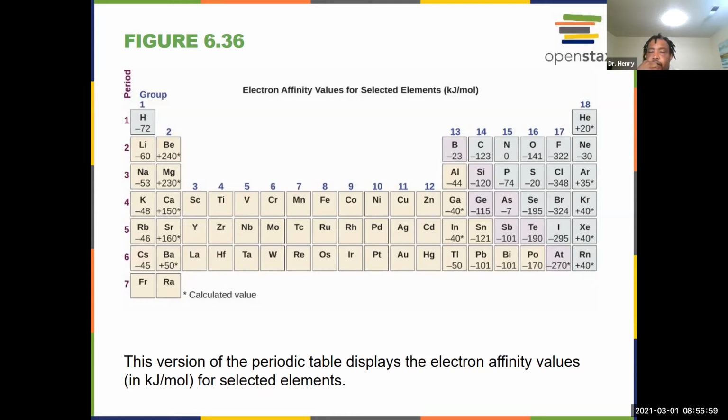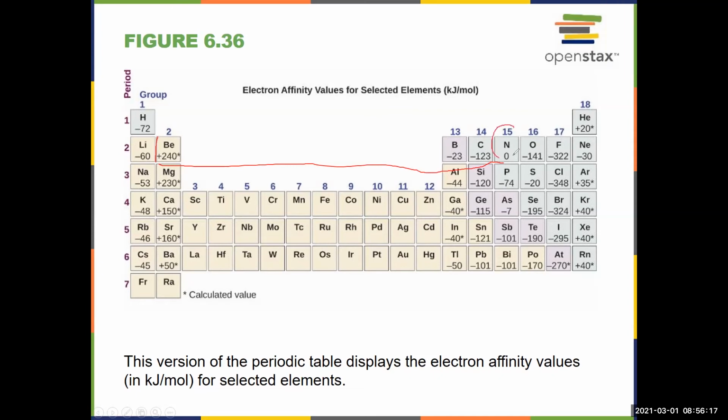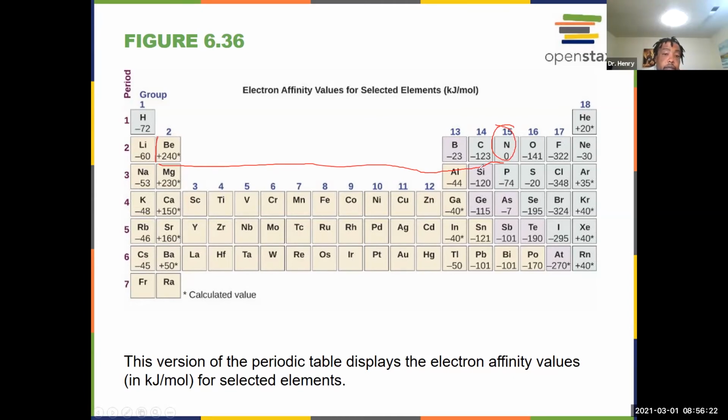And then again, if you take a look, what's our exception in this trend? If we go from beryllium, any exceptions that you see? Nitrogen. Okay, so nitrogen is an exception for this as well. Questions, concerns, Cash? Good.